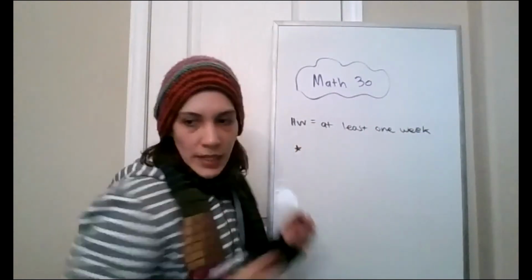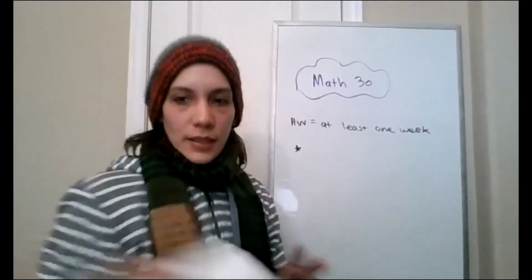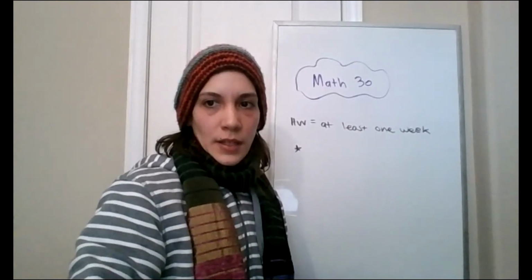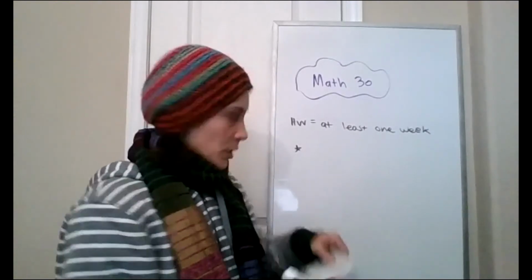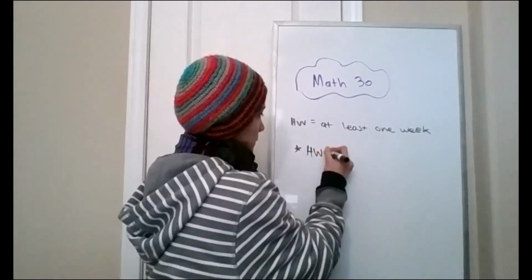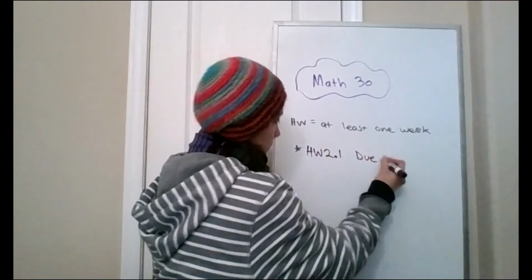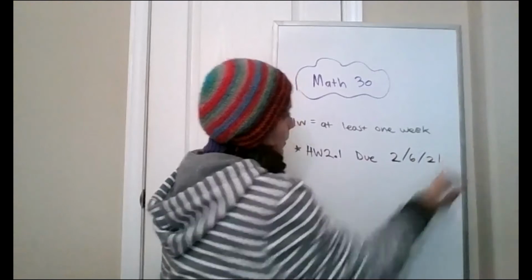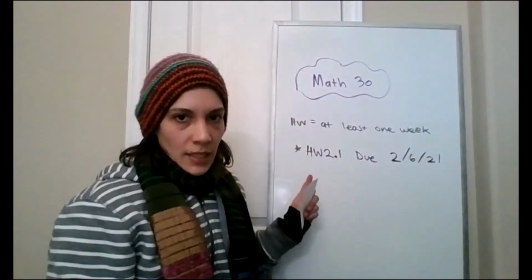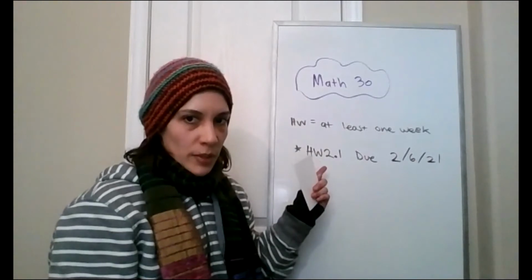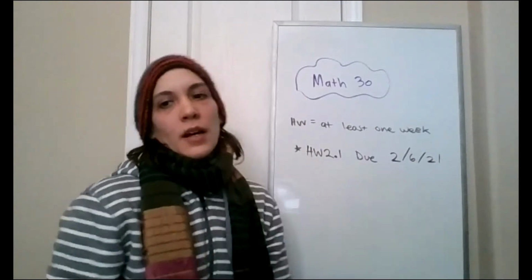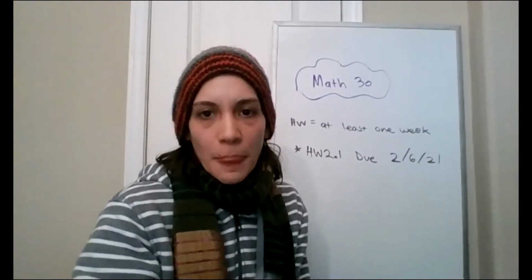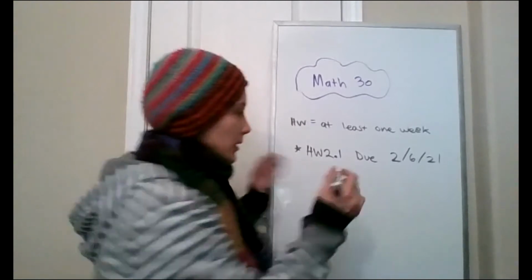I have made a homework already, and it's due, let's see, on Saturday the 6th. So homework 2.1. Okay, we'll do this section next class. Today's just a review day, but we'll cover 2.1 next time. 2.1 homework due, not this Saturday, but next Saturday at 11:59 p.m.